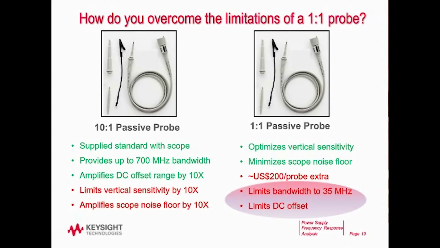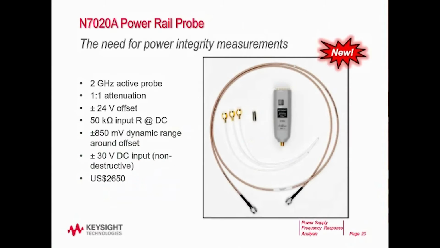Now let's talk about the solution to that. This is a new probe that Keysight introduced about 6 months ago. It's the N7020A power rail probe. It's an active probe, and it's a 1-to-1 probe. It's got 2 gigahertz bandwidth, and it also has up to plus and minus 24 volts of offset. It is not a general purpose active probe that you would typically use on high-speed digital signals. It was specifically designed for measuring output power rails, the DC signal, and with the DC offset of plus or minus 24 volts, we can preserve that DC component. And I'll show in a few minutes why that's important.